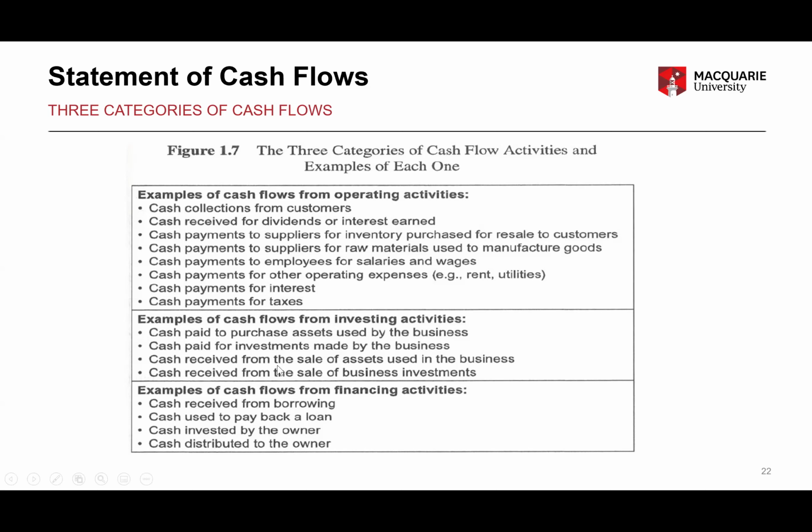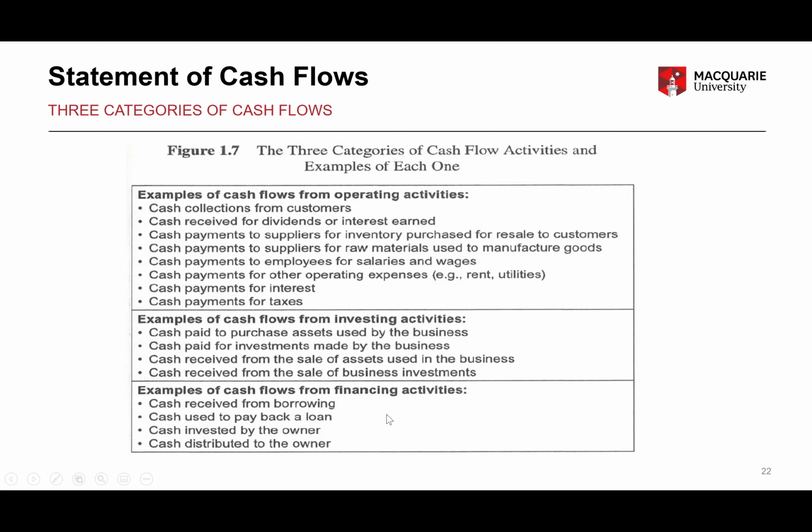And then the last part is about financing activities. And this is all about changes in equity and long-term liabilities. So we may have received cash from borrowing, or we might have repaid a loan, or the owner might have invested some cash or taken some cash out of the business. Okay, so these are the three main categories that we see.